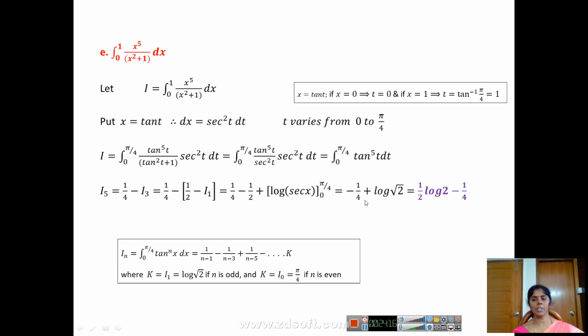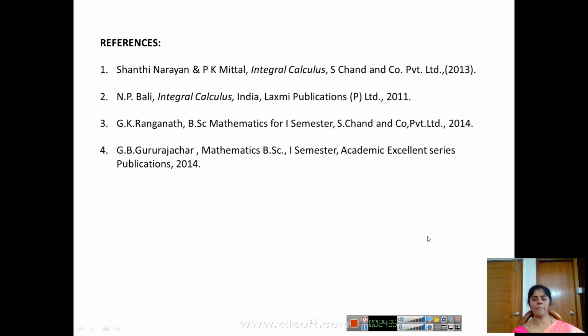After simplification we get the result as half into log 2 minus 1 by 4. That is, log of root 2 can be taken as log of 2 to the power half, that we can write half log 2 minus 1 by 4. So again these are the references to get more information regarding this particular reduction formula.